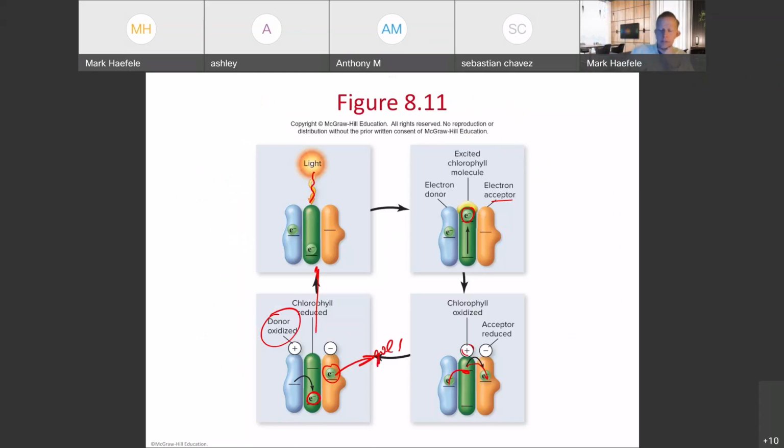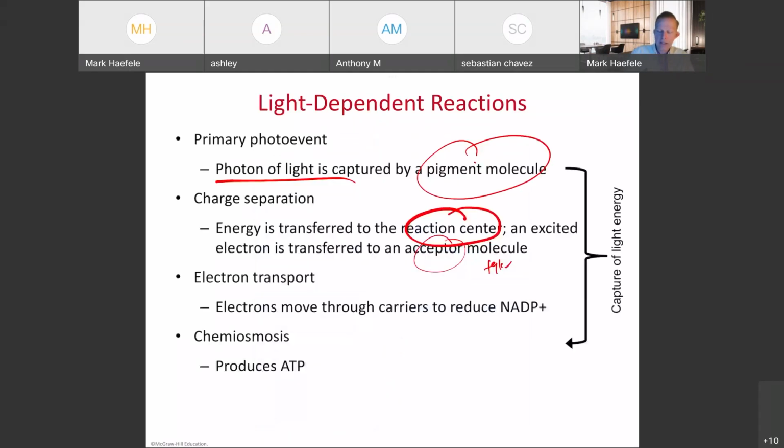So it doesn't hang around to just go right back to the chlorophyll. It gets taken off into this electron transport chain. So basically the excited electron is going to go through a type of transport chain. This is an electron transport chain similar to what we saw in cellular respiration.